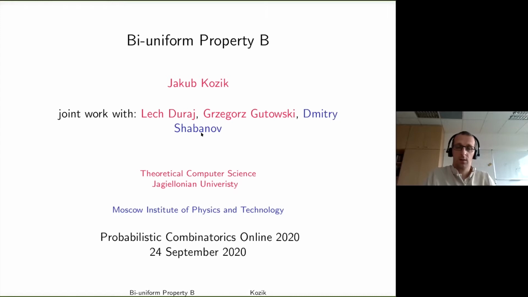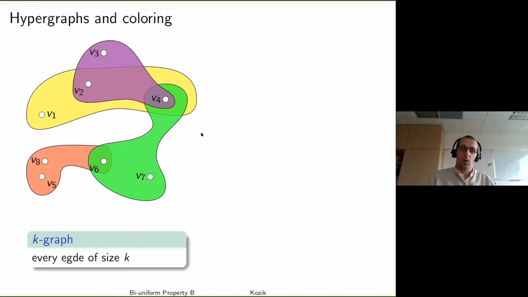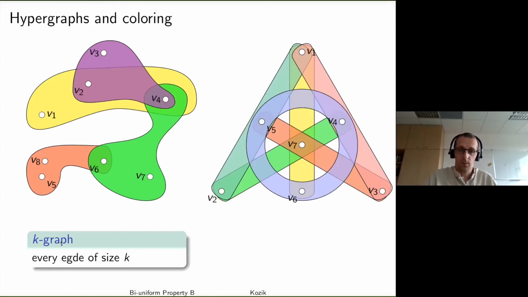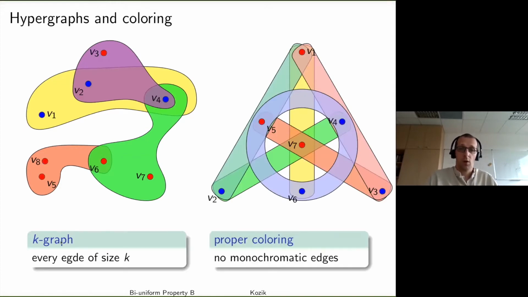Okay, let's start. We are going to work with hypergraphs, and to make notation shorter, k-uniform hypergraphs will be called k-graphs. We will deal with colorings, and first we color vertices. The second thing is that today we work with only two colors. This is one important difference between this talk and the previous one. Clearly, a coloring is proper if there are no monochromatic edges.